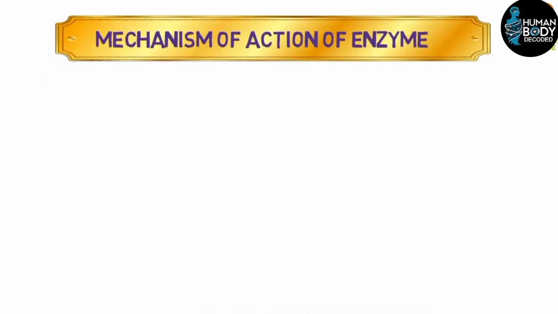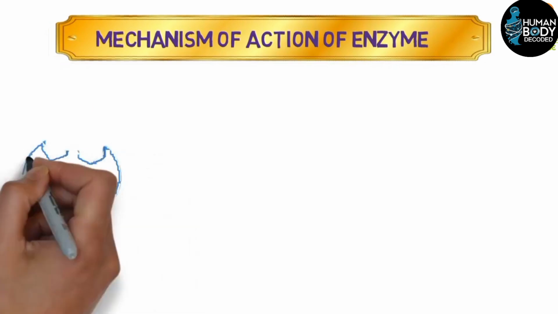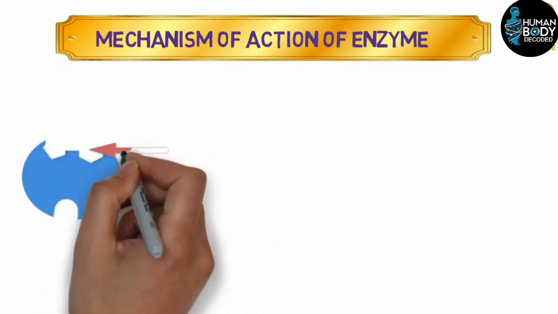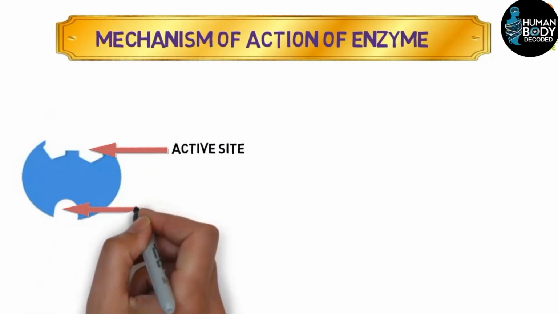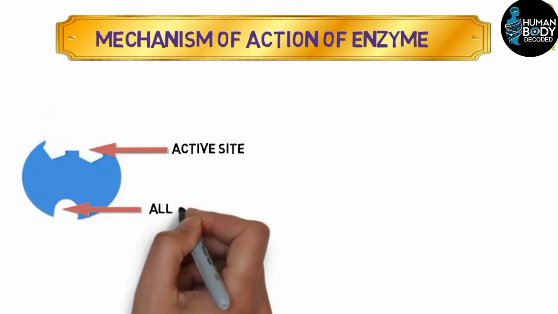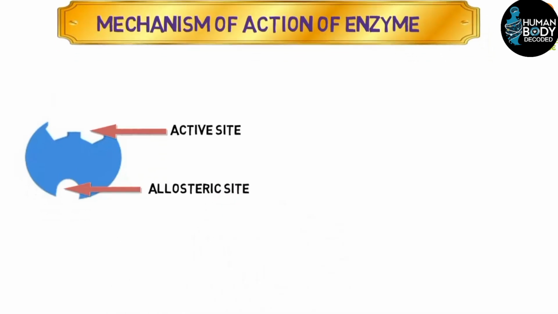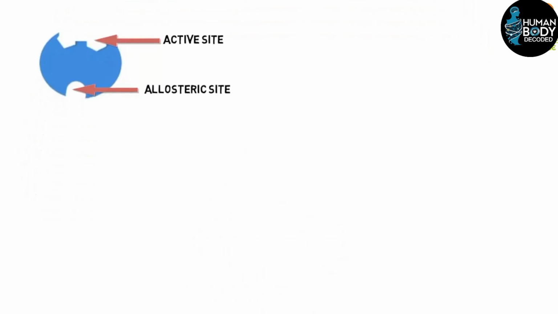I have created an animation to make it better understood here. You can see the enzyme here, and this site is the enzyme's active site. The site you see below, or opposite the active site, is the enzyme's allosteric site. To proceed further, let me give you a little definition of active site and allosteric site.